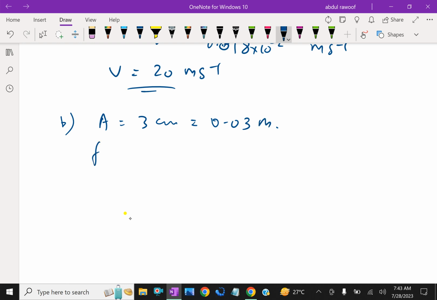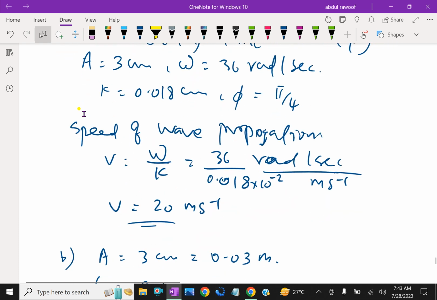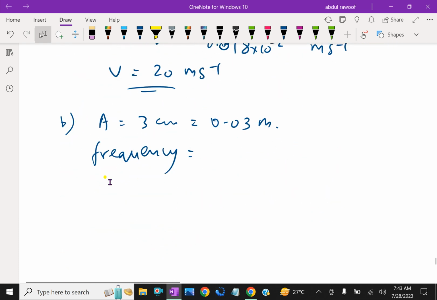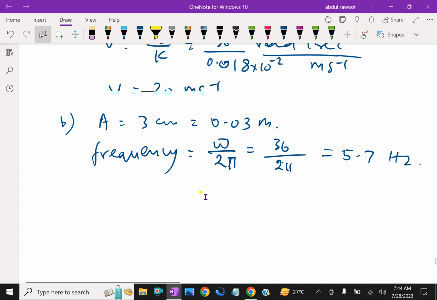Then frequency of the wave, we have to find here. Look at here. What are its amplitude and frequency? Now frequency is omega by 2 pi. Omega equal 36 radian per second over 2 pi gives approximately 5.7 hertz. Then amplitude is 0.03 meter and frequency is omega by 2 pi, that is 5.7 hertz.